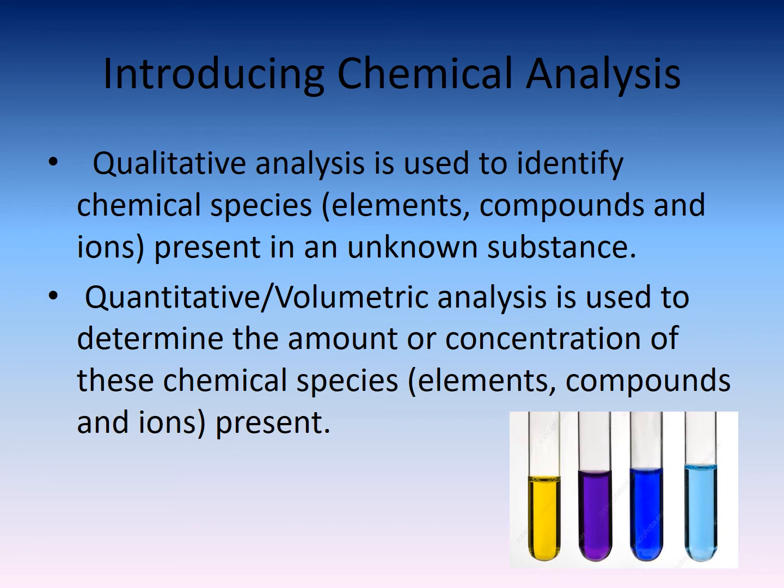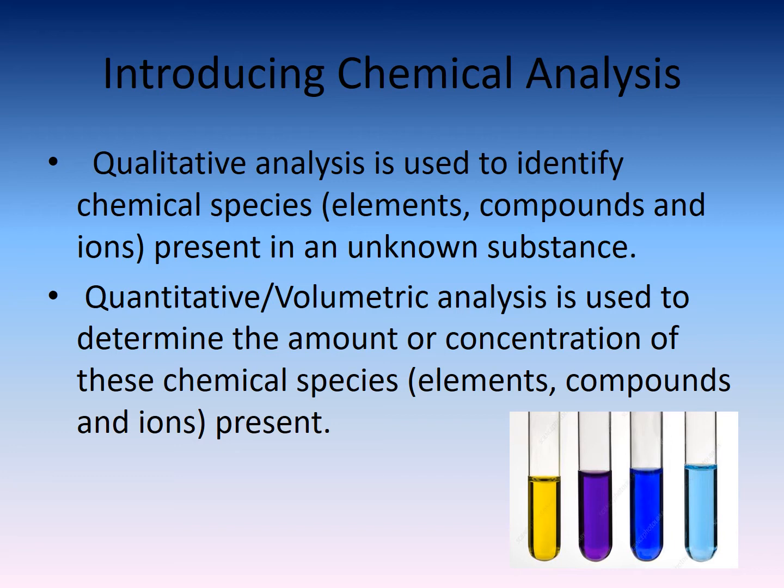In qualitative analysis we identify any unknown compound. Let's take the example of common salt, NaCl. By using qualitative analysis, we will be able to know that the sodium cation and chloride anion are present in NaCl. Another important point: in qualitative analysis, always remember there will be a test for the metal cation and another test for the anion part.